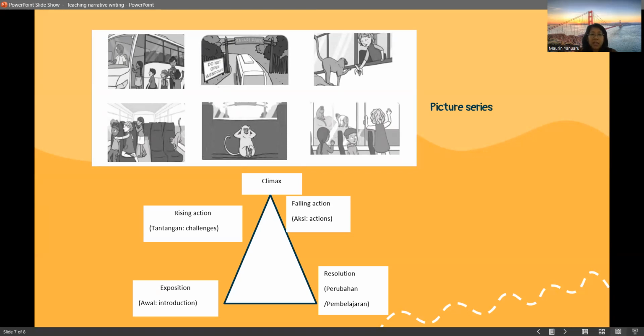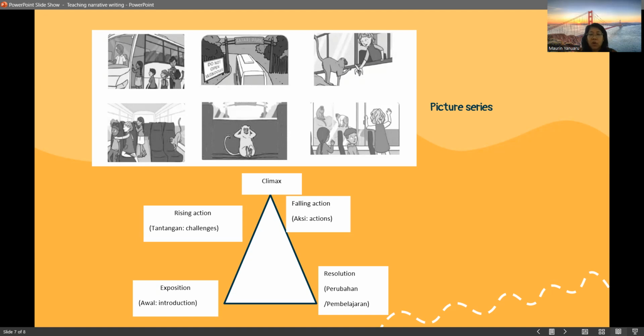Okay, next is rising action, or let's say challenges, or tantangan. A.T.A.P, T is tantangan, which means challenges. And there is a series of events here which lead to the climax. So rising action and climax can be categorized as tantangan. The third one is falling action, or let's say aksi, or actions. Here, the writers have to describe the solution that happens in the story.